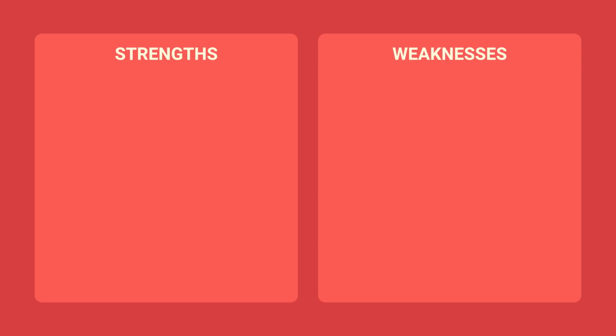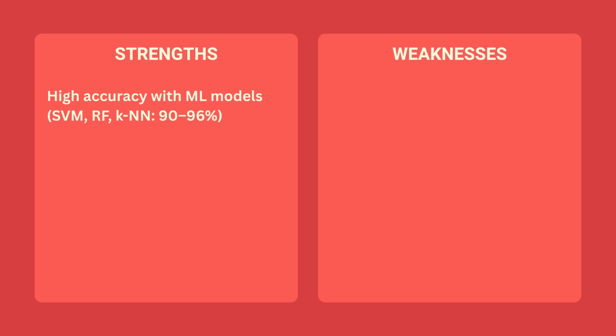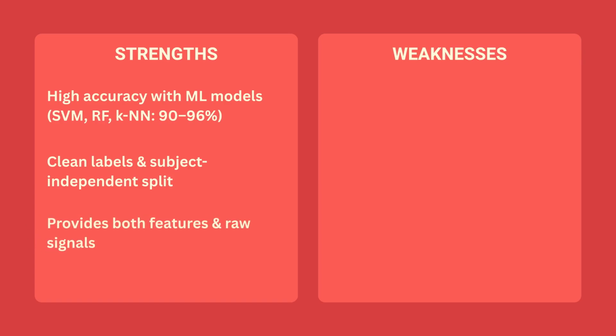Now let's look at the strengths and weaknesses of the UCI-HAR dataset. One major strength is its strong performance with classic machine learning models. Algorithms like SVM, random forest, and KNN routinely achieve accuracies above 90%, showing that the dataset is well-structured and informative. Another strength is its clean labeling and subject-independent train-test split, which leads to fair and realistic evaluation. Finally, the dataset offers both engineered features and raw sensor signals, making it suitable for a wide range of modeling approaches.